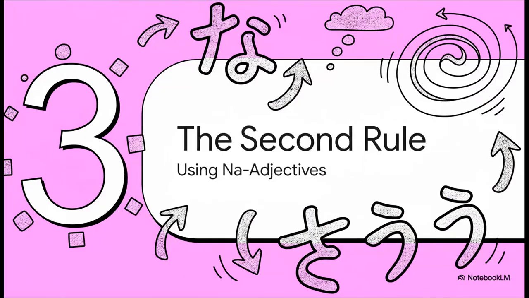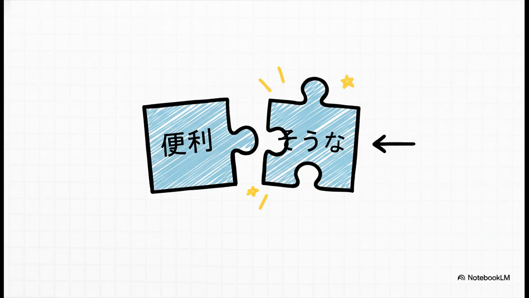Perfect. Okay, so what about that second type of adjective? These are called na-adjectives. And believe it or not, the rule for these is even easier. Yeah, really. With na-adjectives, you don't have to chop anything off or change a thing. You just take the adjective as it is, what we call the stem, and you stick sō na right onto the end. It's a super clean and simple addition.